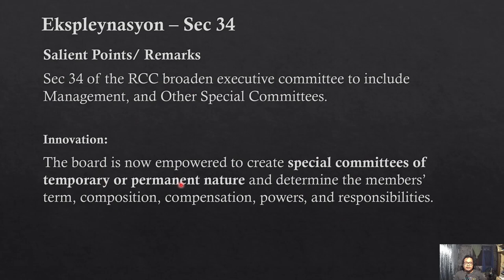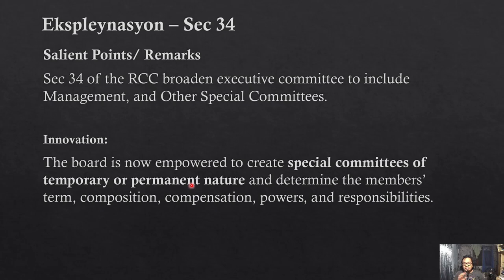Sir, anong example ng special committee na pwede nyong i-create? Audit committee. Within the board of directors, mag-create sila ng audit committee. Now, the audit committee is the governing body when it comes to the internal auditing system ng isang company. Siya yung mag-oversee ng internal audit.